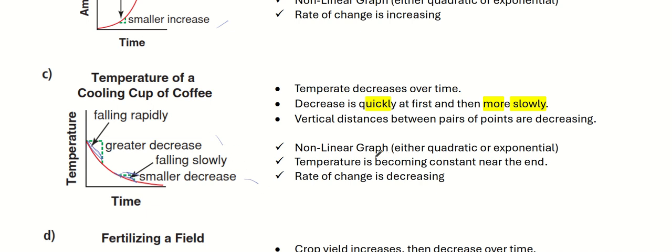This is a nonlinear graph. We talked about that. The temperature is becoming constant near the end. What that means is near the end of this graph, it's most likely going to curve down like that, forever like that. So it's becoming more constant. Let me get my red. Here is red. So it looks like that. It's becoming more of a straight line.